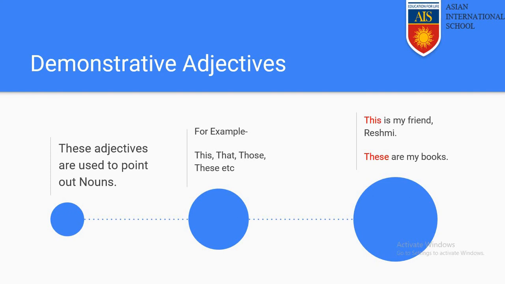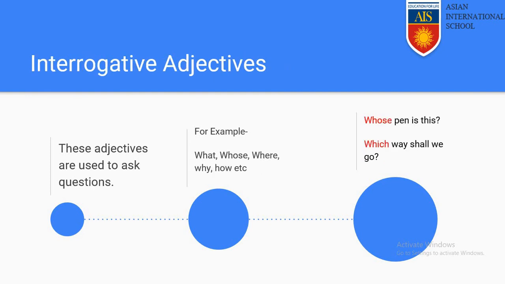In the example, you can see, this is my friend Rashmi. So we are pointing towards a noun and saying, this is my friend. Her name is Rashmi. So when you are pointing towards a noun and saying that, it is called the demonstrative adjective. These are my books. We are pointing towards a number of books and saying that these are mine. So here this and these are used as demonstrative adjectives.